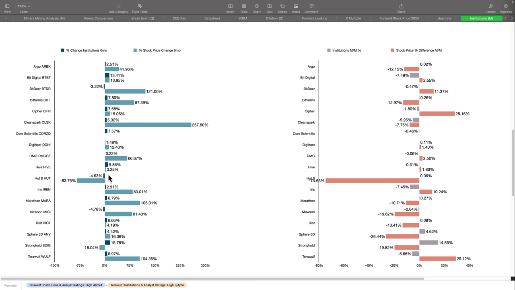Where did institutions really plow their money into over the last 6 months? That was kind of high. Bit Digital, right? Pretty close here, 13.41% from institutions. Stock only up 13.85% on that one. Okay, so that's kind of the way things stack up there.